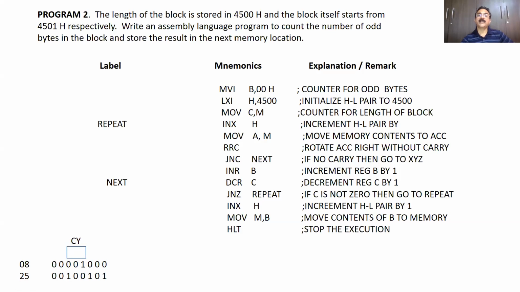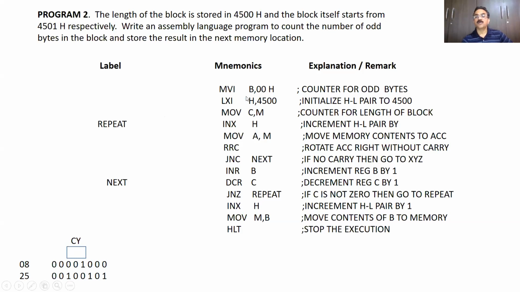And secondly, again, where to store the result? We need to store the result in the memory location at the end of the block, next to the last byte which is there in the block. Okay, so here again in this particular program, we need 2 counters, because one counter for the length, how many bytes to be checked, and second is how many odd bytes you get in that block.